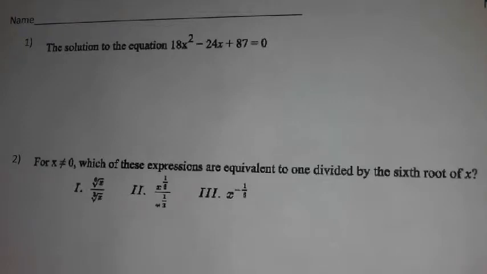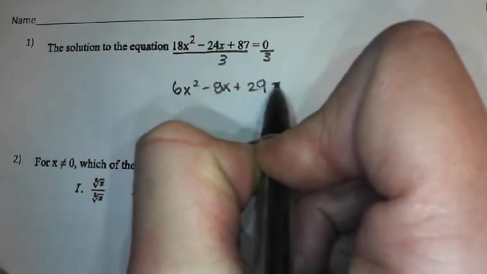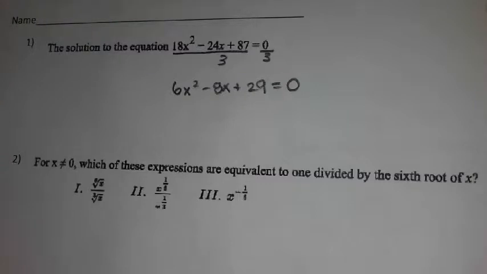Smaller numbers. Can it be reduced? By what? 3. It's an equation, so we can divide both sides by 3 and forget about it. 6x squared minus 8x plus 29. Go ahead now and do the quadratic formula with that.